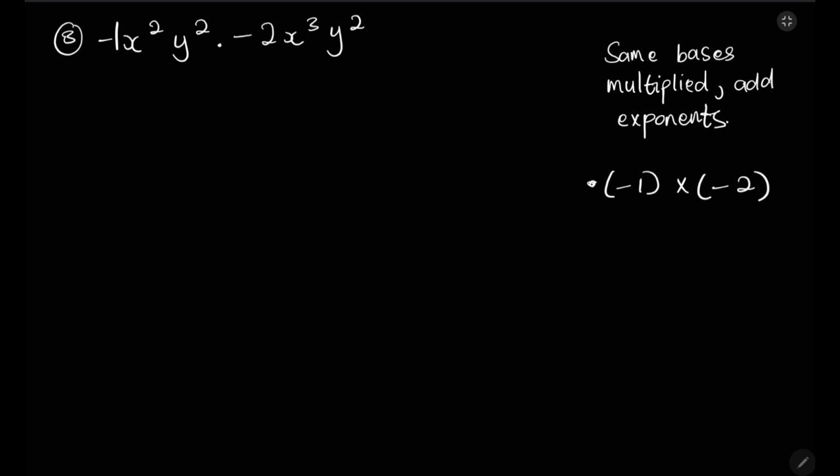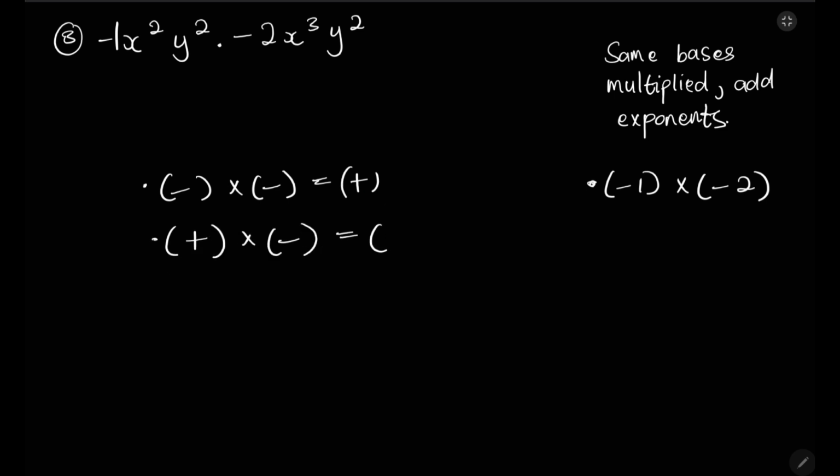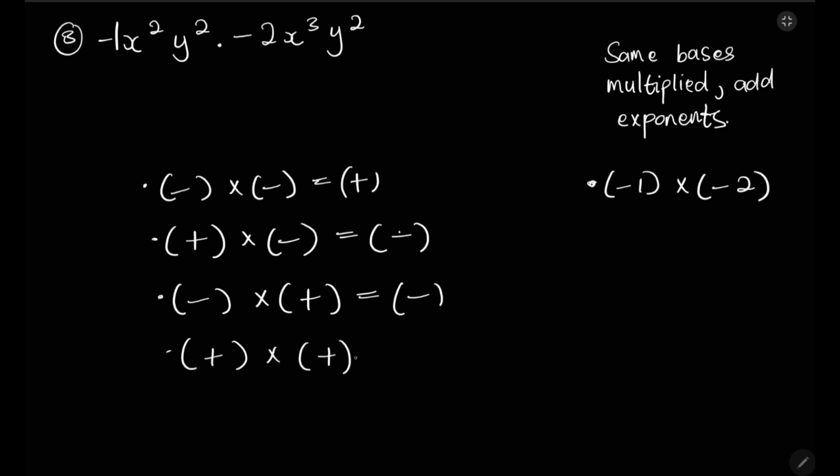So I want you guys to know something. In mathematics, when you multiply a negative with a negative, you always get a positive answer. And when you multiply a positive with a negative, you always get a negative answer. When you multiply a negative with a positive, you always get a negative answer. And if you multiply a positive with a positive, you always get a positive answer. However, if you have a calculator, you'll always get the right answer.